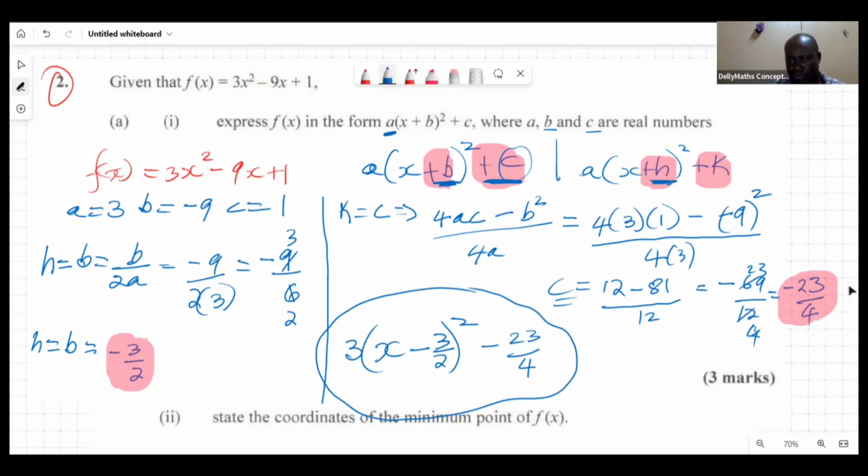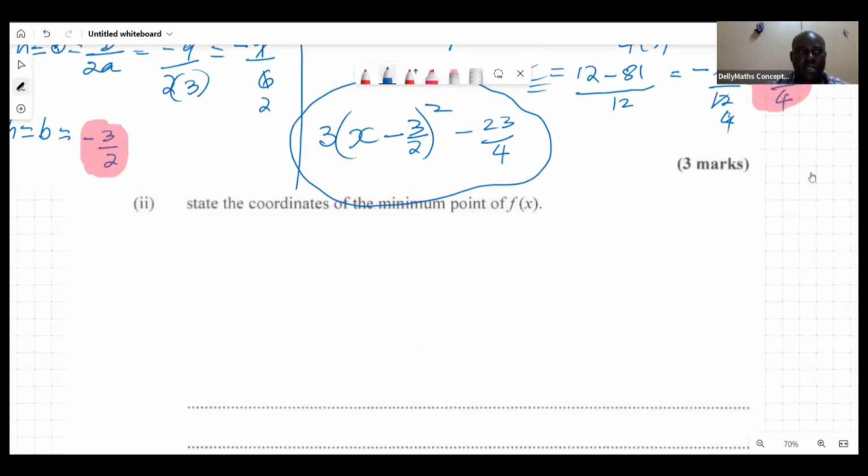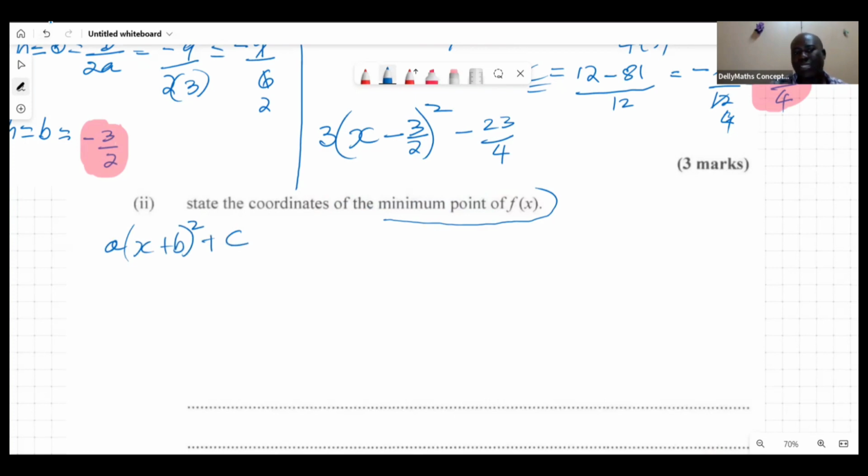All right, so after that, the question went further. It said, state the coordinates of the minimum point of f of x. Now, the minimum point of f of x is a combination. So if I put the quadratic in this format, now this value here, the opposite of this value, right, is the axis of symmetry here.